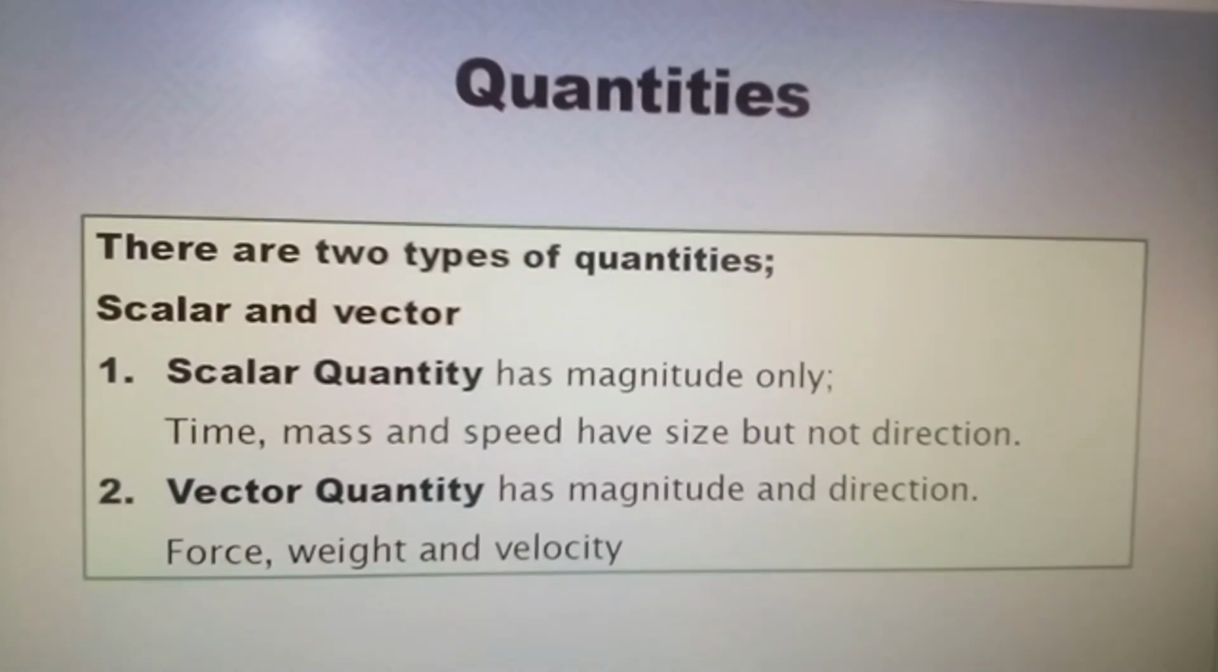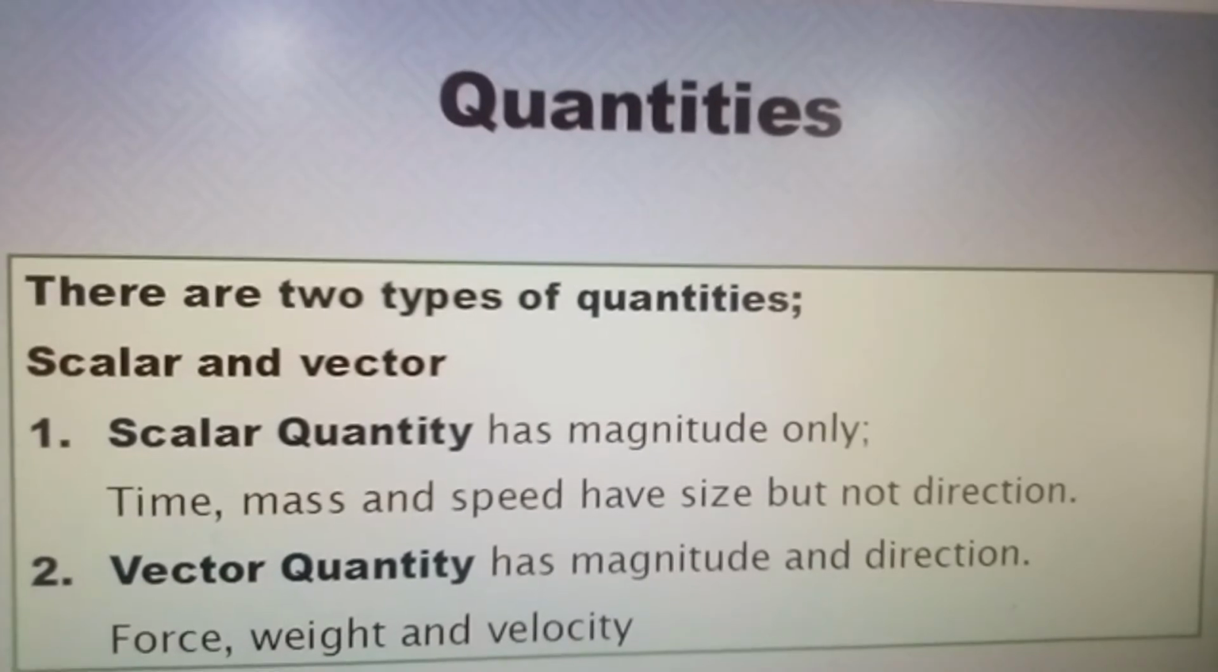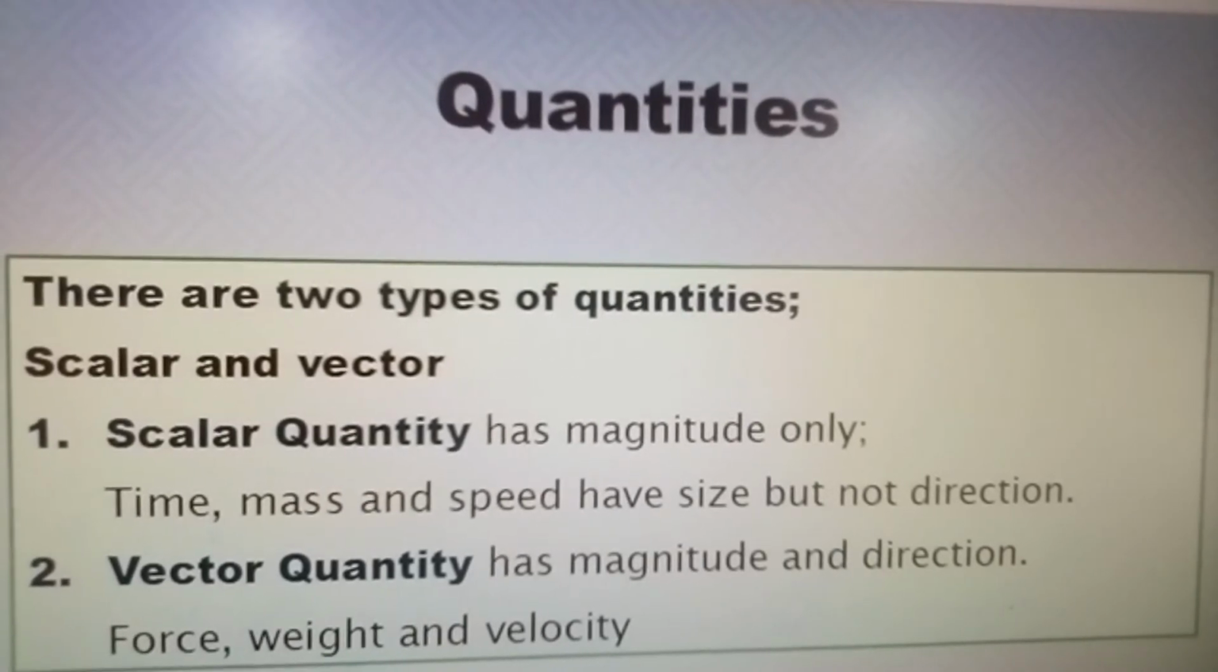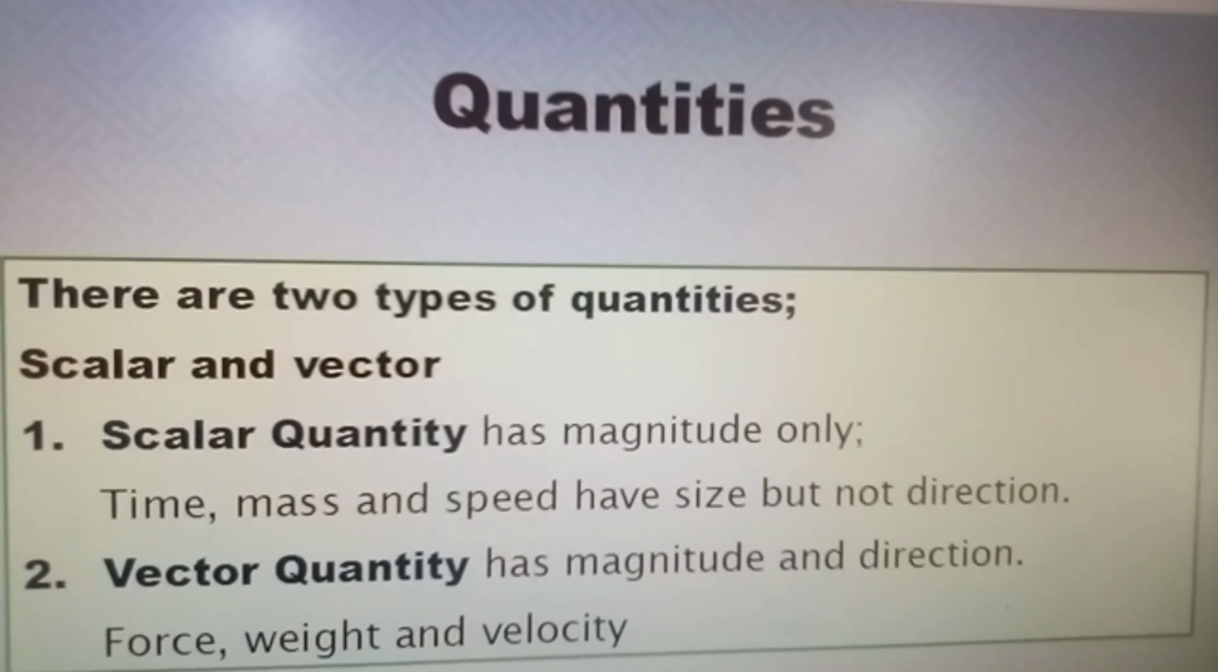And here we have quantities, okay? There are two types of quantities, scalar and vector. Scalar quantity has magnitude only. Time, mass, and speed have size, but not direction. Let's repeat that again. Scalar quantity has magnitude only. Time, mass, and speed have size, but no direction. Vector quantity has magnitude and direction: force, weight, and velocity.